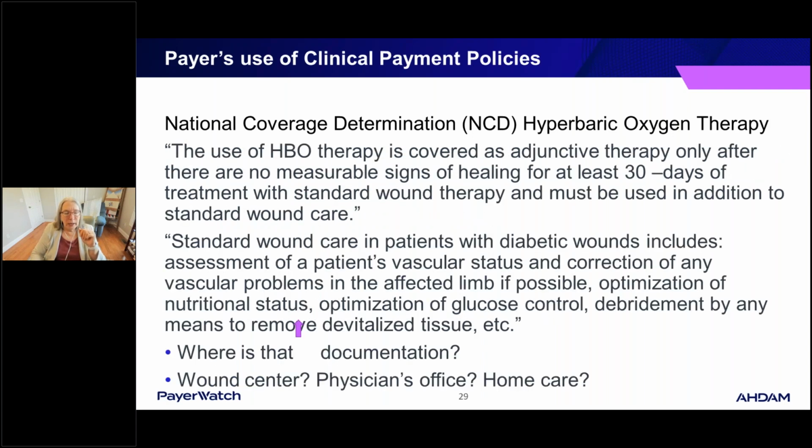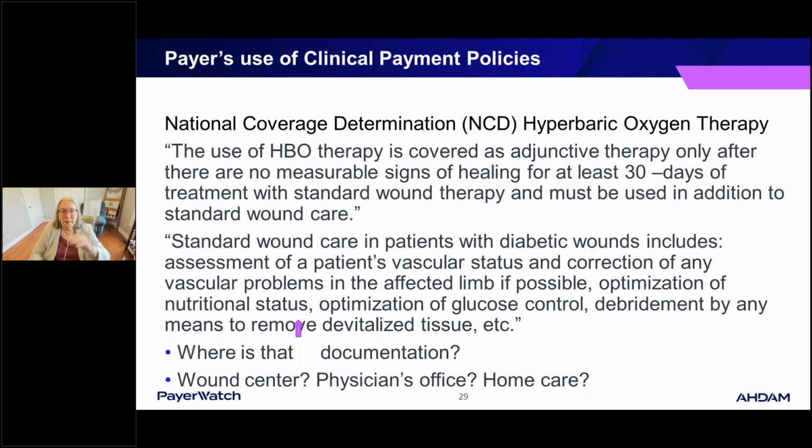They also go on to say the use of the HBO therapy is covered as adjunctive therapy only after, and this is specifically for diabetics, only after there are no measurable signs of healing for at least 30 days of treatment with standard wound therapy. And then they go on to describe the standard wound care in patients and what that means. There's a whole list of things here. They have to assess the patient's vascular status, correct any vascular problems in the affected limb, optimize nutritional status, and on and on and on.